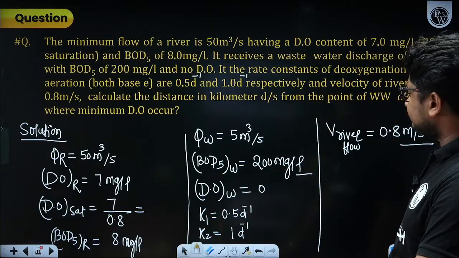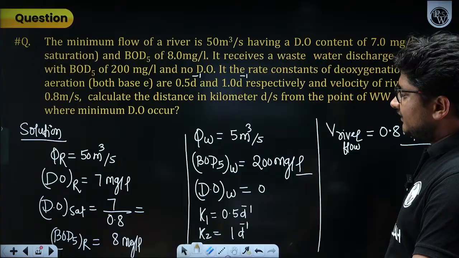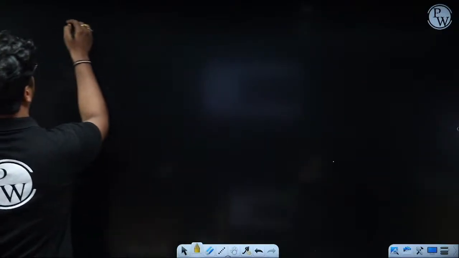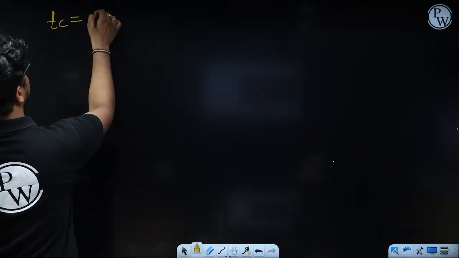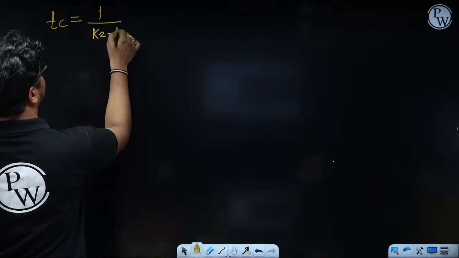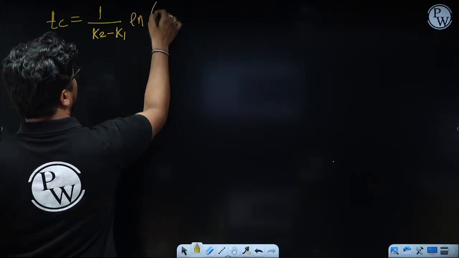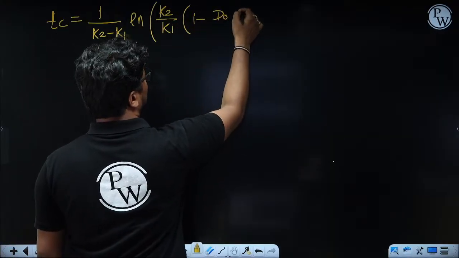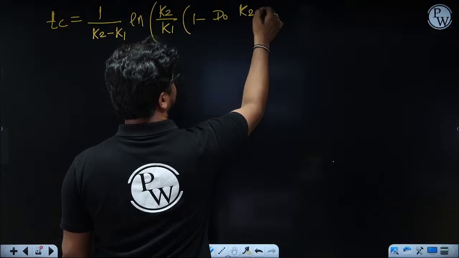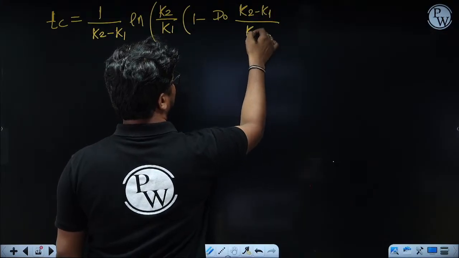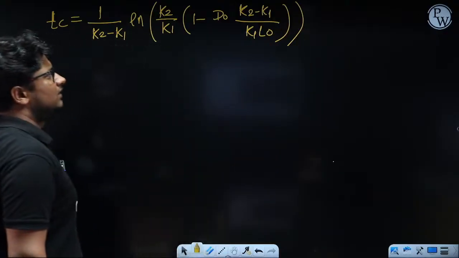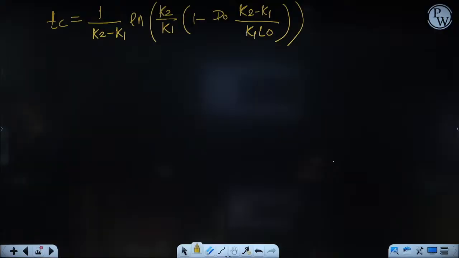Okay. But to find out TC, do we have a formula for this? What is the formula for TC? Do you remember that formula? TC is equal to 1 upon K2 minus K1 ln of K2 upon K1 into 1 minus D naught times K2 minus K1 upon K1 into L naught. This is the formula that we know.